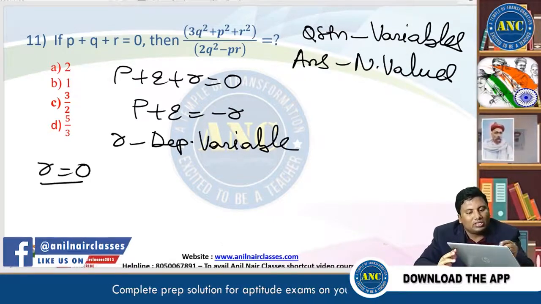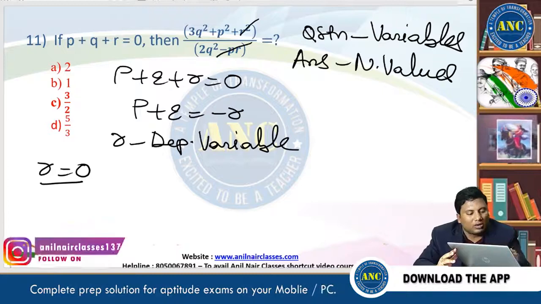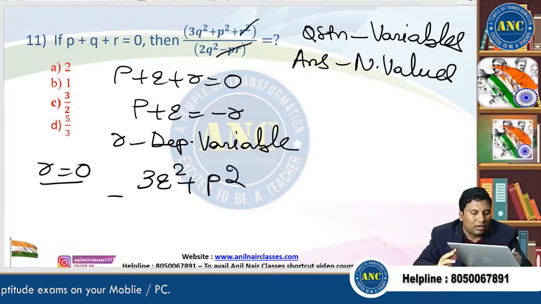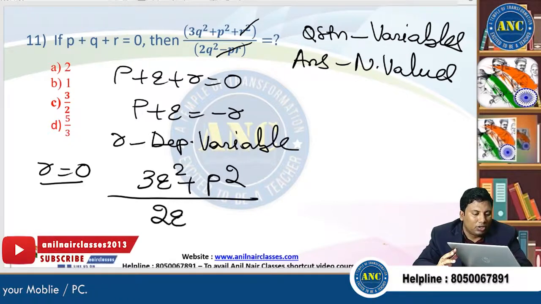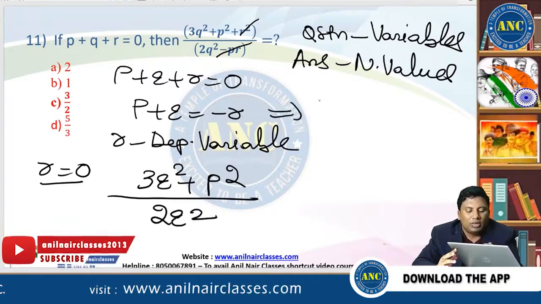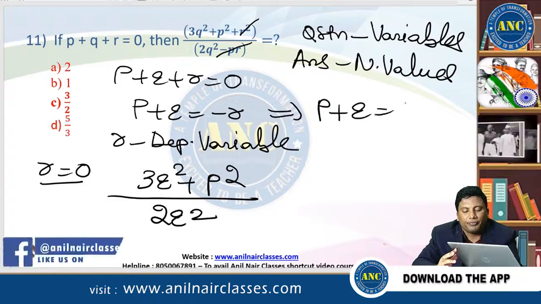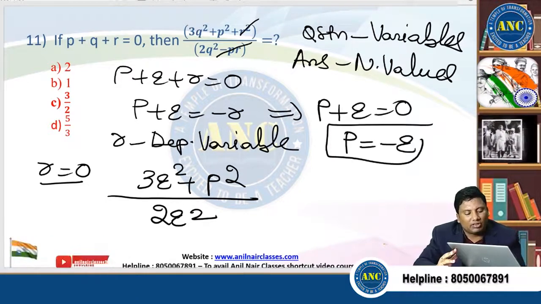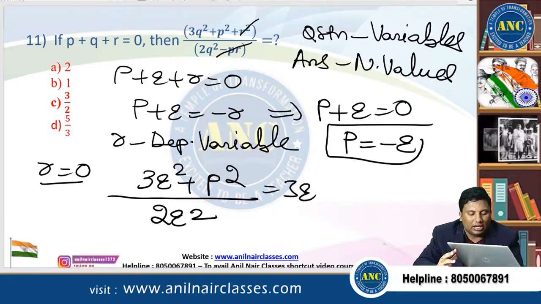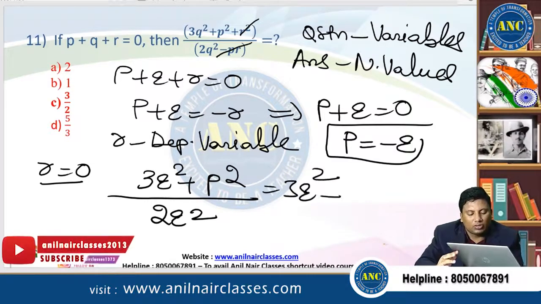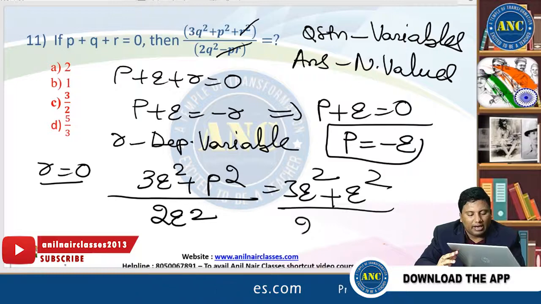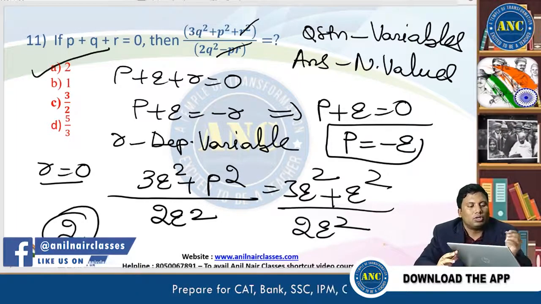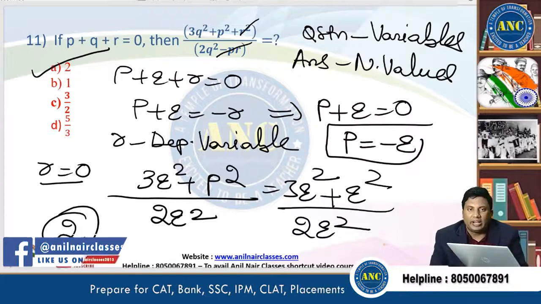If r value is 0, this is out, this is out. This is nothing but 3q square plus p square divided by 2q square. If p plus q is 0, p is nothing but minus q. If p is minus q, 3q square minus q whole square is q square divided by 2q square. 4 by 2, answer is 2. I hope it is clear.